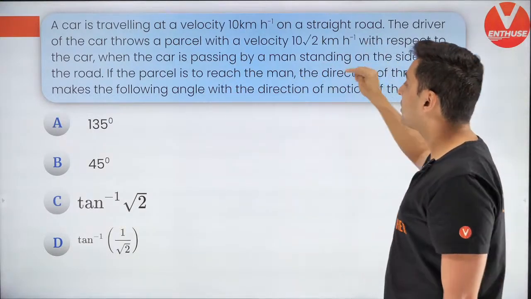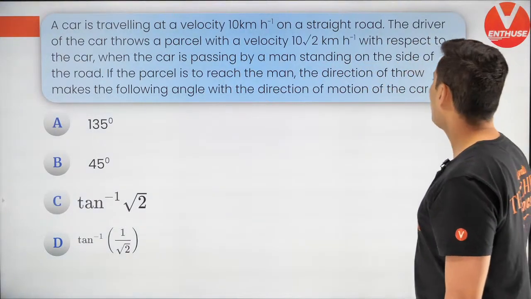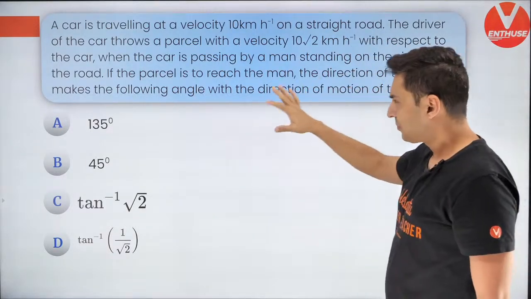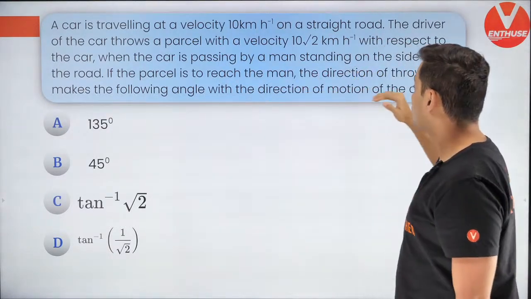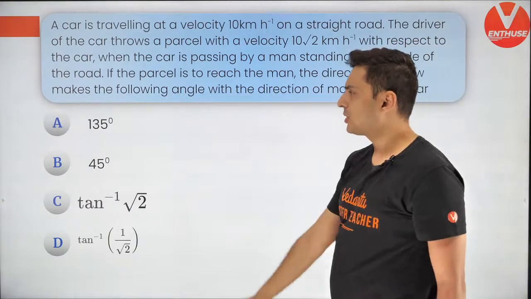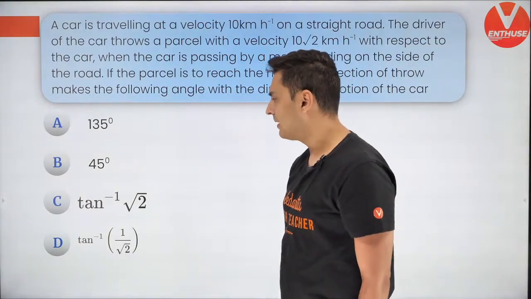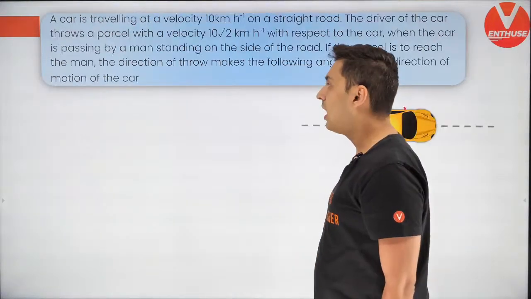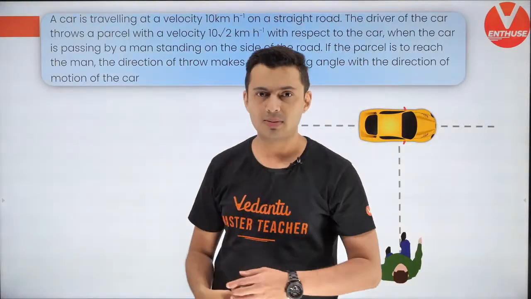Now the parcel is to reach the man directly. So what is the direction of the throw made by that person with the direction of the motion of the car? That's what the question is. There are some options: 135, 45 degrees, tan inverse of root 2 and tan inverse of 1 by root 2. Let's see how to solve this. Obviously, first we should start with the diagram.